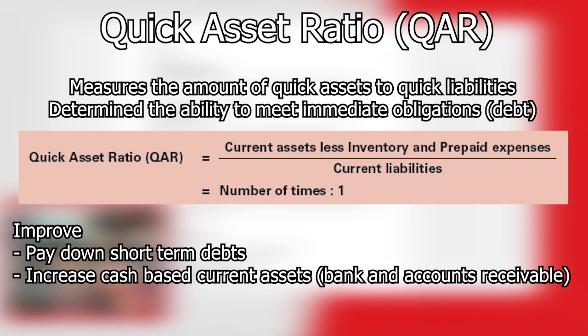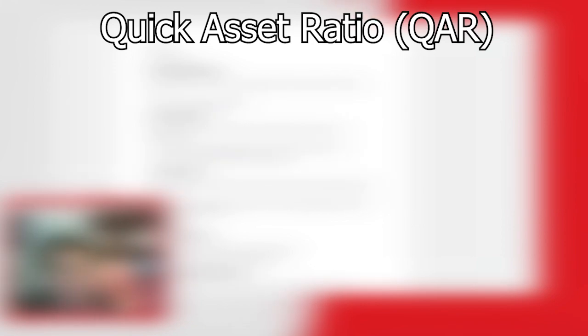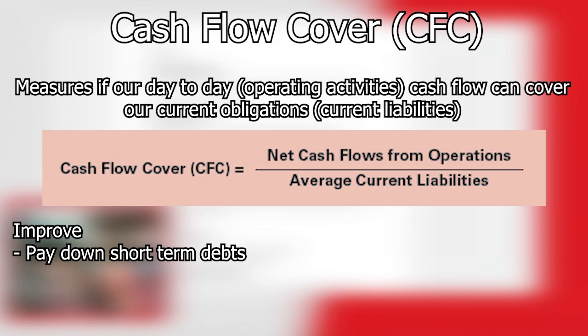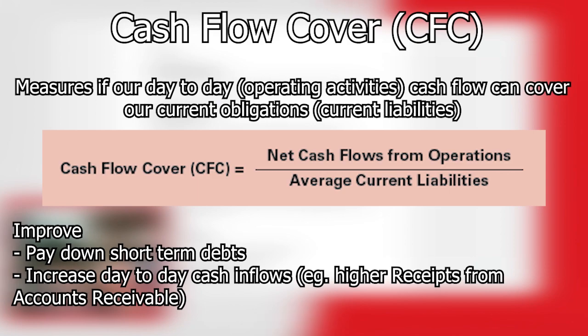And then lastly, we've got our cash flow cover. And this measures whether or not our cash from operating or day-to-day activities meets the financial obligations of the business. The formula here for that is net cash flows from operations over average current liabilities. And the way to improve this is paying down our short-term debt again, increasing inflows across the board, i.e. more receipts from accounts receivable, minimizing our outflows.